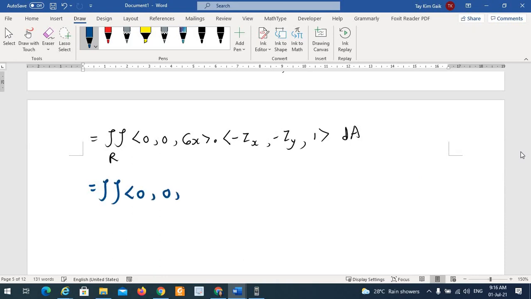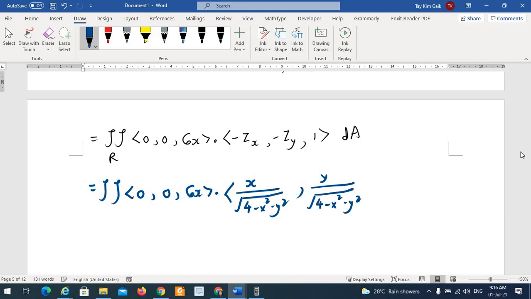0i, 0j, 6xk dot the negative zx, which becomes positive x over the square root of 4 minus x squared minus y squared, and the negative zy becomes y over the square root of 4 minus x squared minus y squared. Component k is 1, dA over region R. We do the dot product first.